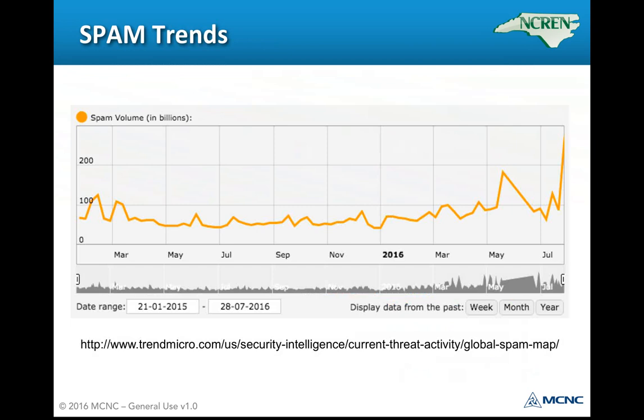You can see at the top that this is in volume in billions of spam messages. The date range here is January of 2015 through the end of July in 2016. Generally throughout 2015, the trend is consistent with what was being reported in that Symantec report in terms of decline. But once we get to 2016, you can see that trend changing and it's starting to climb again, particularly as we get towards the end of July.